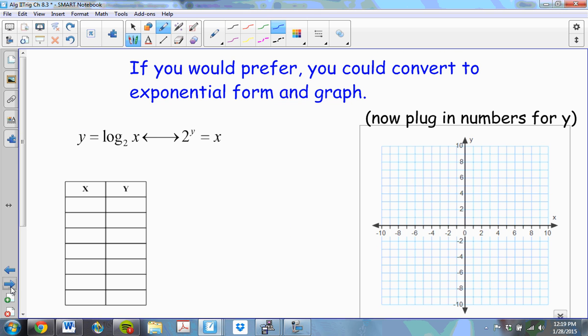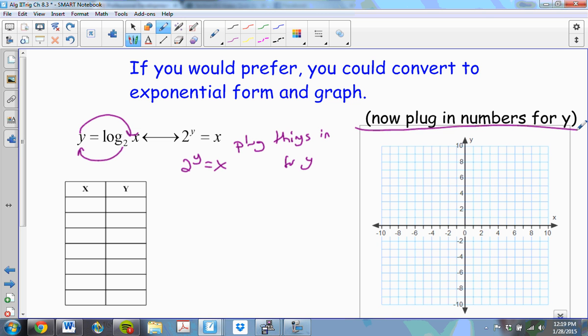When you graph y equals log base 2 of x, if you would rather, you could convert it by doing your circle thing, and instead, I wrote that all pretty poorly, the circle thing, 2 to the y equals x. Instead, just graph 2 to the y equals x and plug things in for y. And here's what that says over there. I can plug in numbers like negative 2, negative 1, 0, 1, 2. And 2 to the negative 2 is a quarter, and then a half, and then 1, and then 2, and then 4.